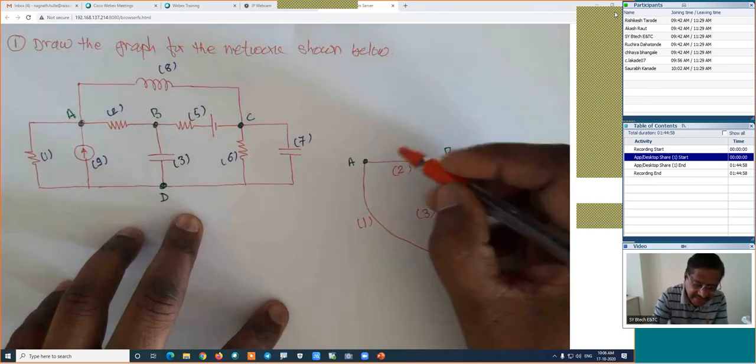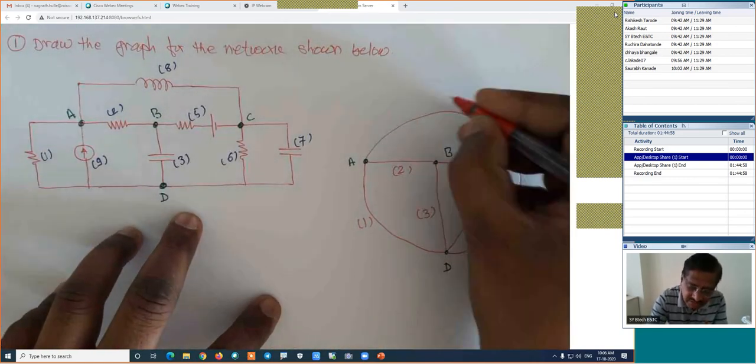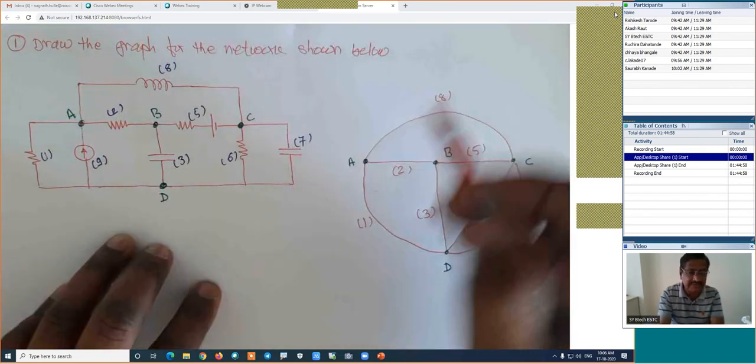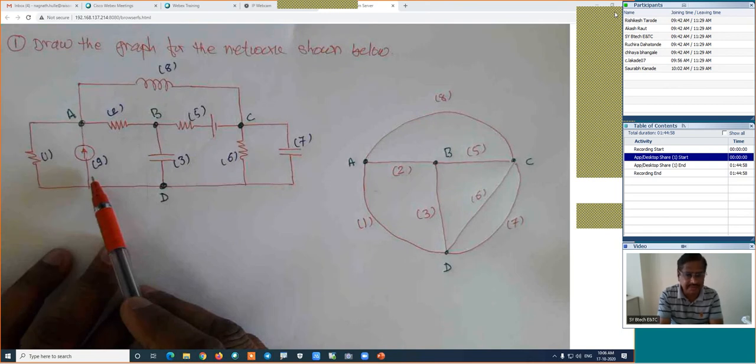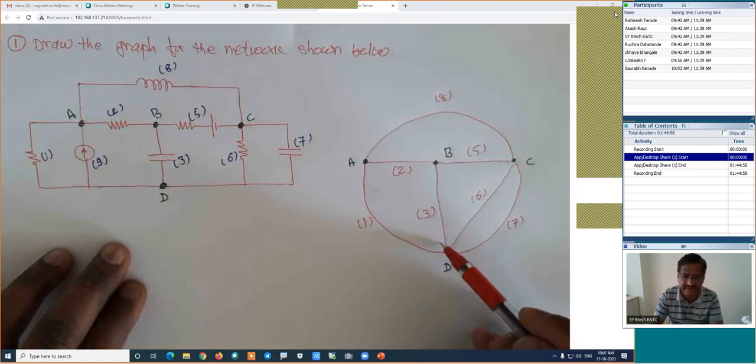And finally between A and C we have another branch, and this branch is nothing but the branch number 8. And be careful, I am not considering this branch number 9 because branch number 9 is the current source. If something else, like a resistance, were in its place, then I would have drawn it somewhere here.